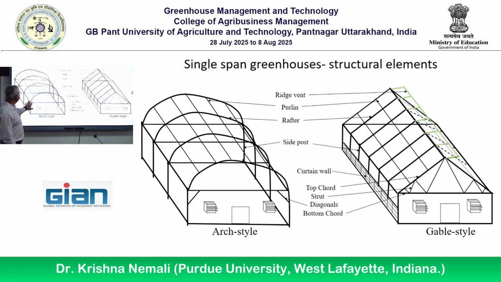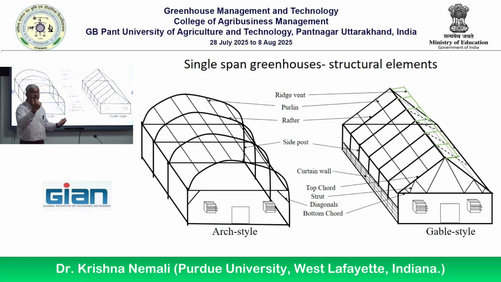Now look here. The major difference between this arch style and the gable style is, the gable style is mostly recommended for what? Polyethylene or glass? That's for glass or polycarbonate. Why do you recommend polyethylene here? Because you can easily curve it, right? And compare the weight. Polyethylene is less weight compared to glass or polycarbonate.